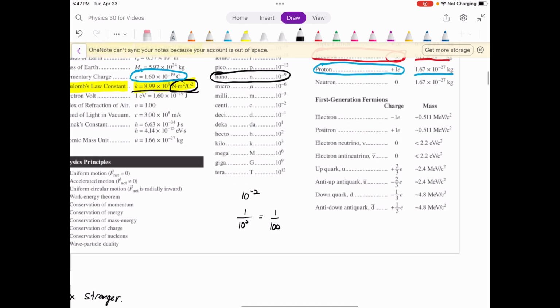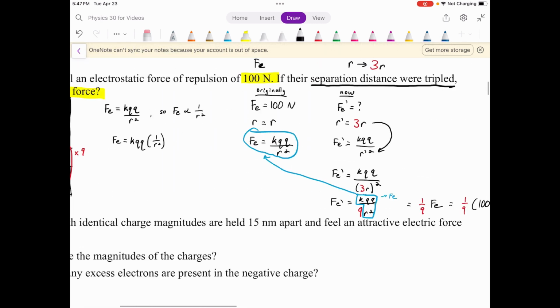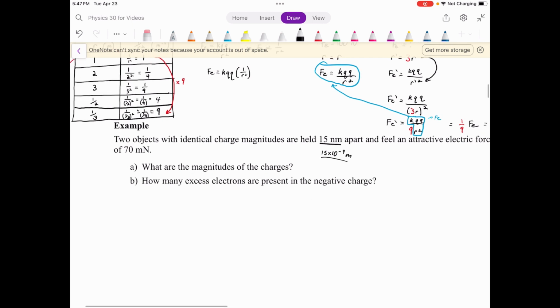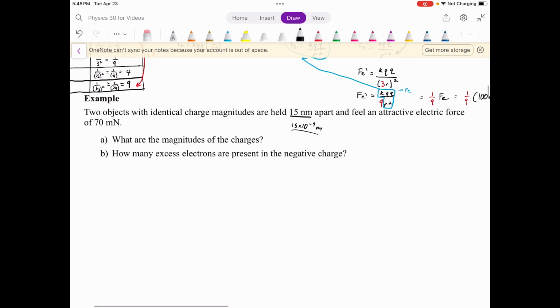So that literally means this one here, 15 nanometers, that's 15 times 10 to the negative 9 meters. Or if you like, 1.5 times 10 to the negative 8. And they feel an attractive electric force of 70 millinewtons. So the force they're feeling, Fe, is 70. Milli, from the back of your formula sheet, or you might just know this one, is 1/1000th, or 10 to the negative 3 newtons.